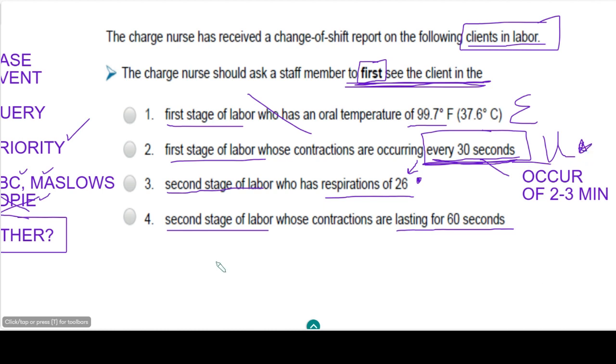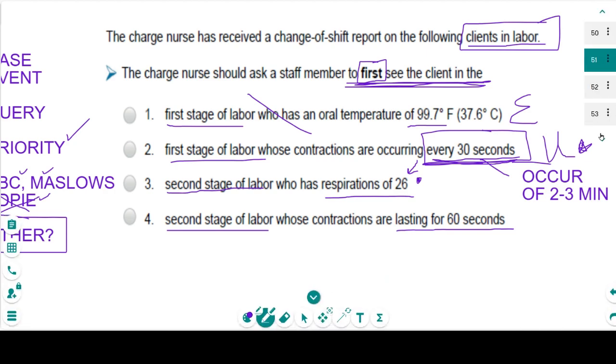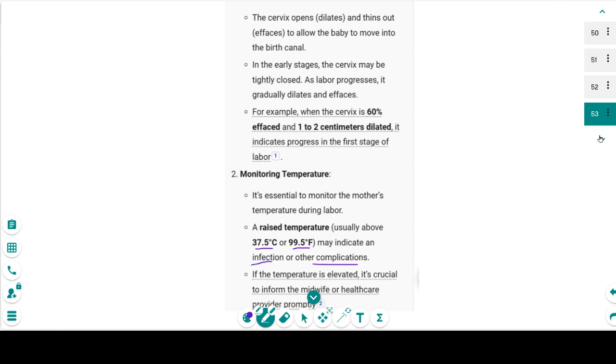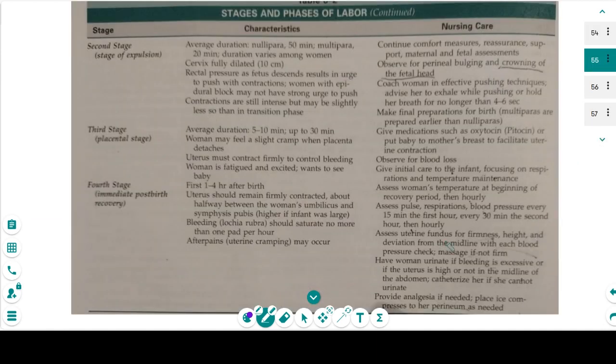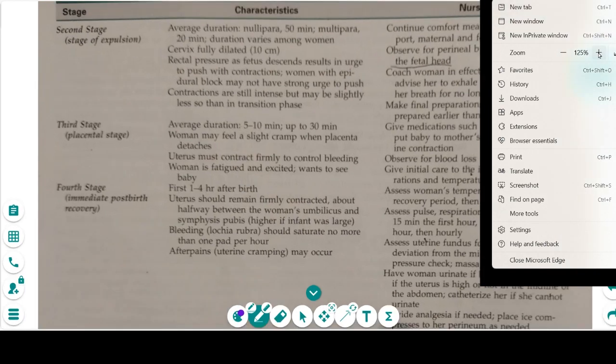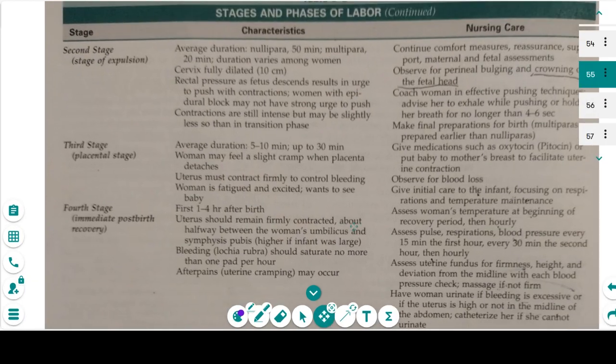All right. Option 3, second stage of labor who has respirations of 26. Now, 26, it's dealing with airway and breathing, but is that expected or unexpected? They are delivering a baby. This person is not in the first stage, but in the second stage. When we look at the second stage of labor, that's the stage of expulsion. The baby is coming out.